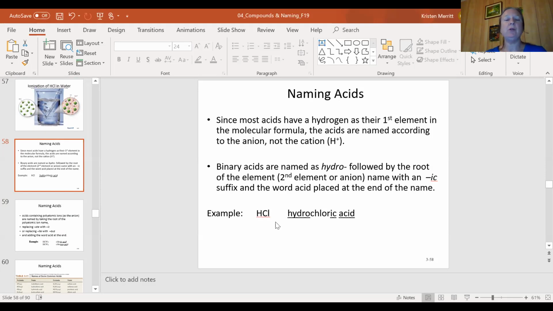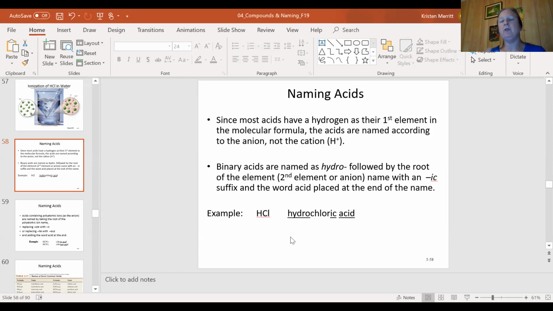But the H you can call hydro. So this binary HCl is hydro for the H, chloric for the chlorine, and then follow it with the word acid. It's a full sentence. So binary is just hydro, the ending of the element with the ending ic, acid. So hydrochloric, hydrobromic. I usually remember this just because hydrochloric acid is so familiar. I use that as my linchpin to hang on.